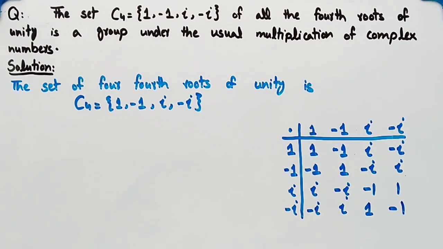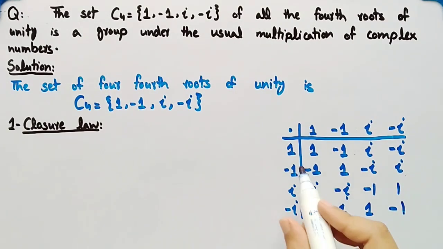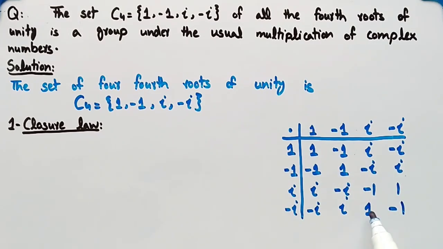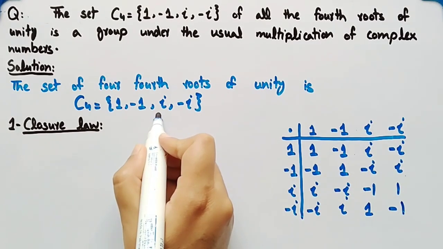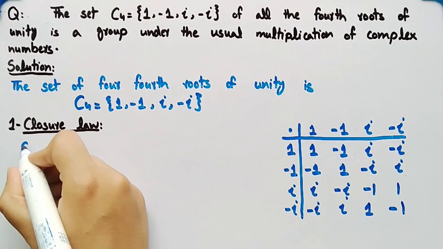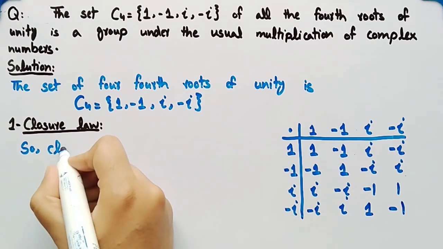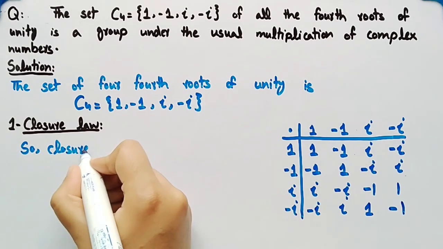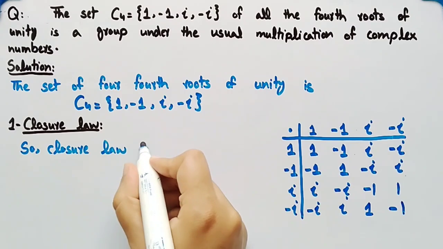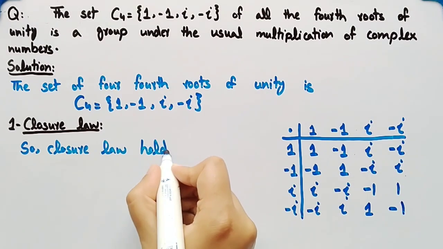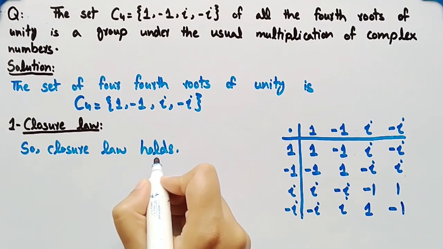Now that we have constructed the Cayley's table, we will check the axioms of the group one by one. All the answers that we got after multiplication are in the given set. So we can say that closure law holds. So first axiom is satisfied.